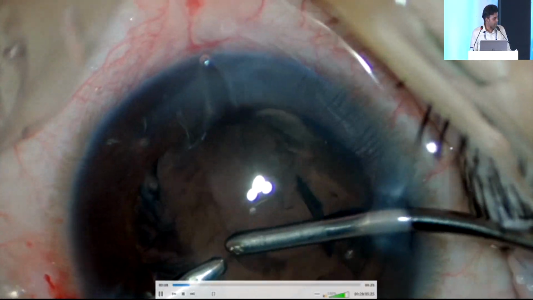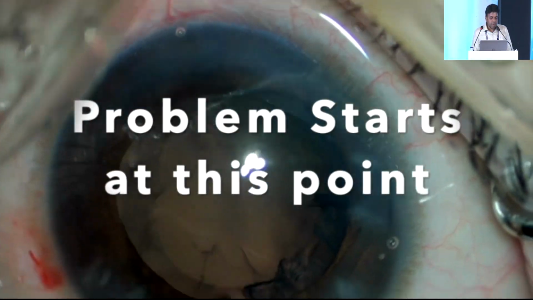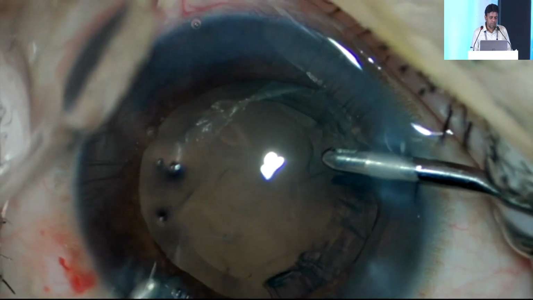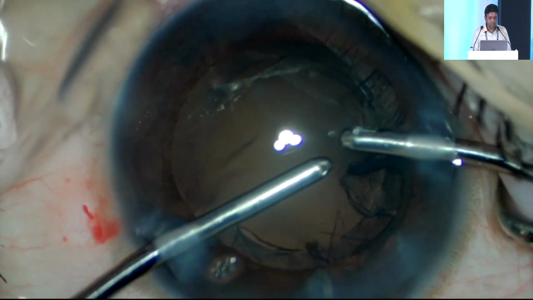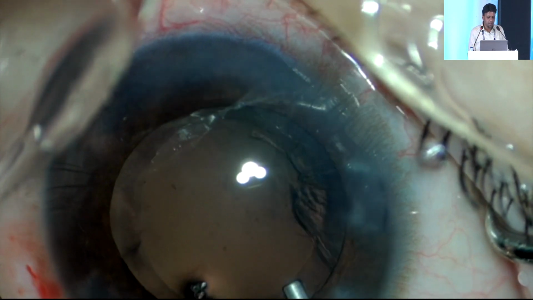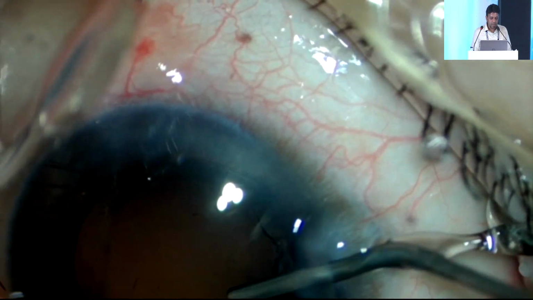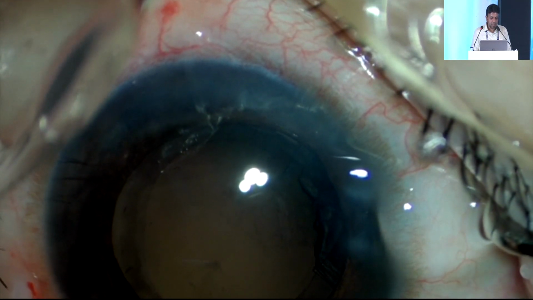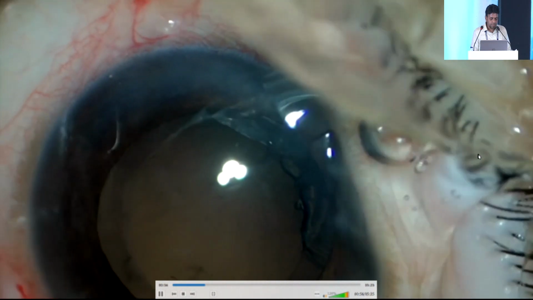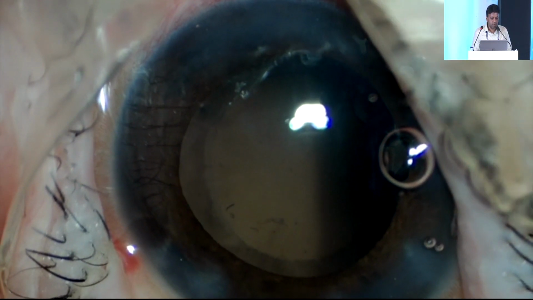I started my bimanual irrigation aspiration. Happy, and then again suddenly the problem started at this step. When I changed the hands for bimanual, I saw the PC bulging upward, the anterior chamber getting shallower and shallower. I was thinking, what is this? I tried to form the AC by placing the viscoelastics. I started to push the viscoelastic by side port. I removed the speculum, but the PC continued to bulge.